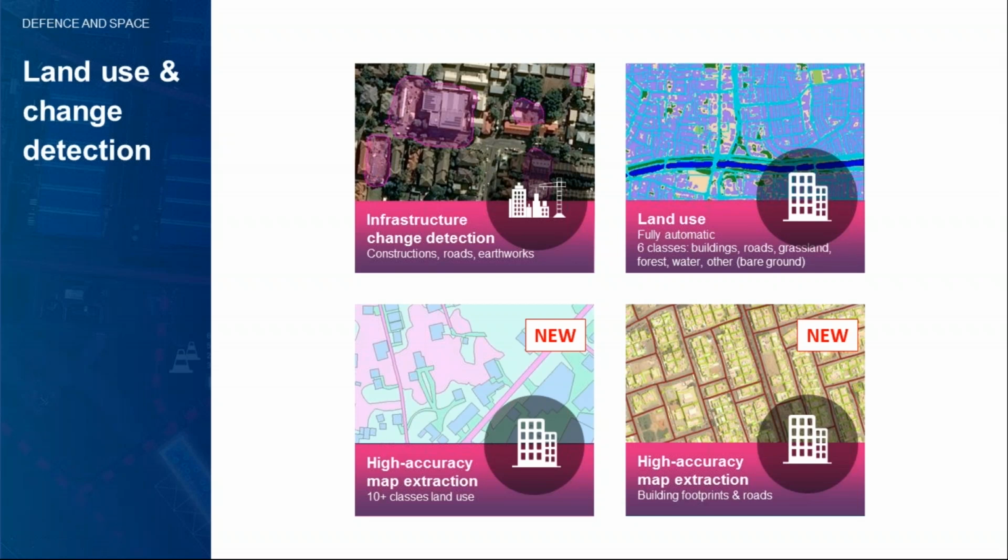Next, we're going to take a look at our land use and change detection products. So we have 3 products to offer: infrastructure change detection, fully automated land use, and a high accuracy map extraction product, which includes land use, but also roads and buildings. This is the latest product to join our portfolio, and it's a really excellent product that is available for high definition mapping needs, and you'll see this a little bit later.